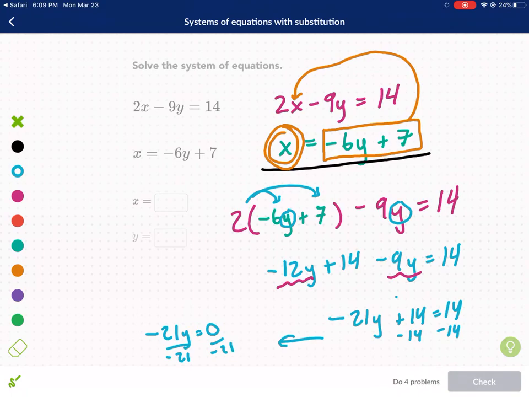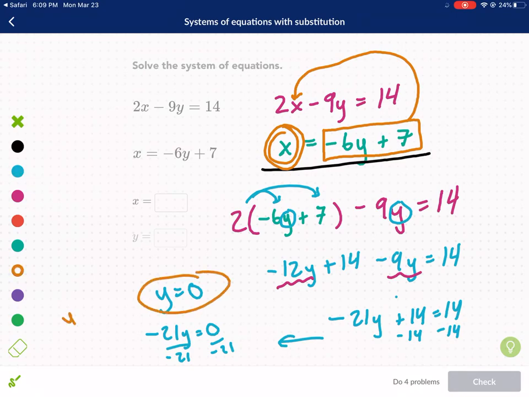Now this is where people somehow have a misconception that they can't do this. Oh, I do 0 divided by negative 21. I can't get that answer. Yes, you can. 0 divided by negative 21 is 0. Now, the difference is if you divide by 0, then we're talking about an undefined answer, but that is not the case here. Now, this is my ticket. This is my golden ticket right here.